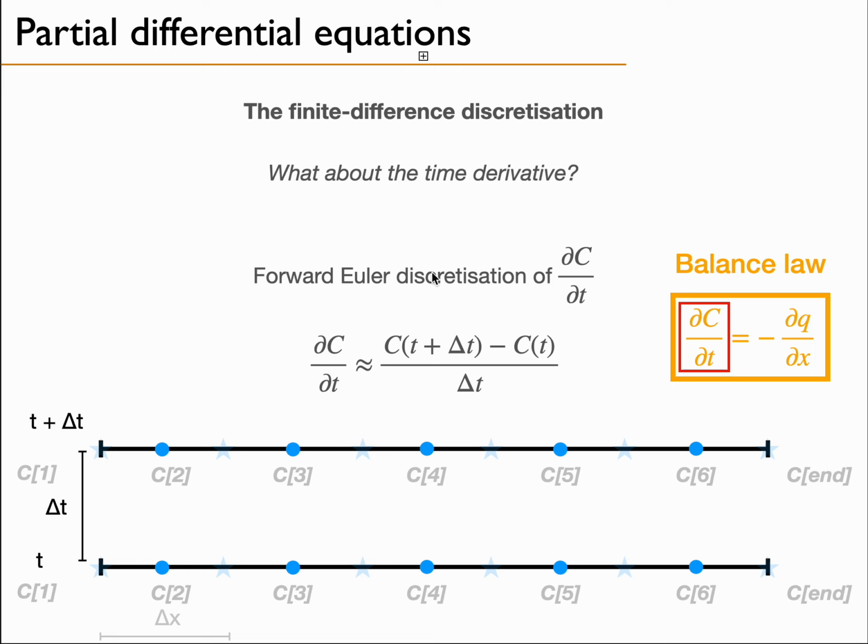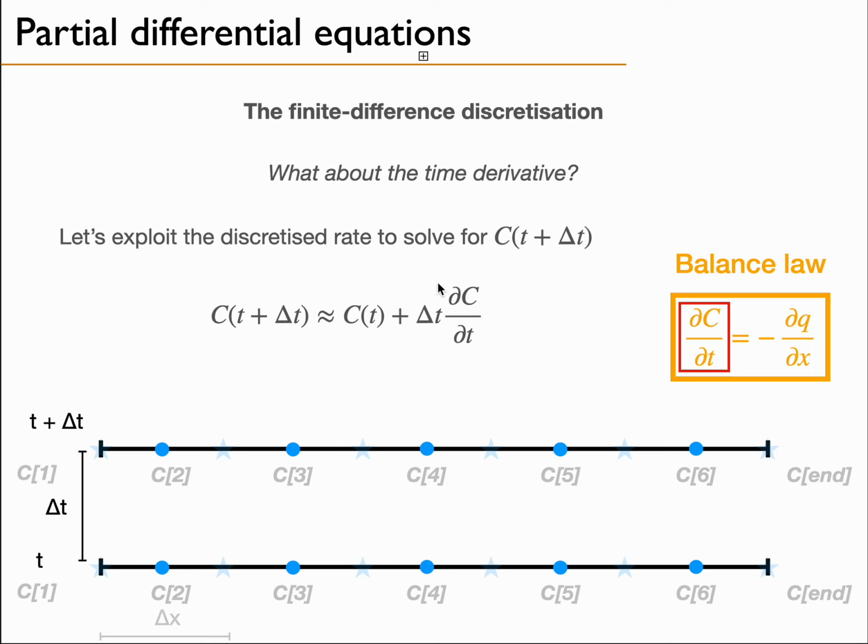So let's make a forward Euler discretization of dc dt. We are going to approximate dc dt as approximately equal to c evaluated at t plus delta t at the new time level minus c evaluated at the old time level, divided by delta t. So if you want to compute dc dt at position 2, you would say c2 at time level t plus delta t minus c2 at the old time level, divided by the time increment delta t. So that's for the principle.